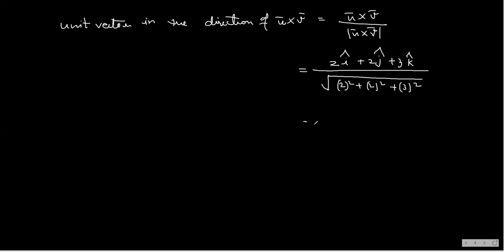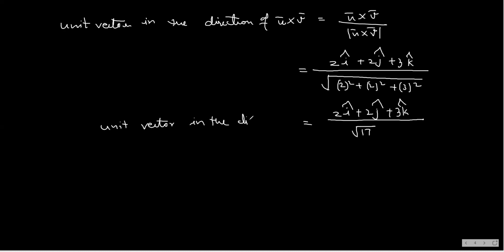So what do you get? You get 2i cap plus 2j cap plus 3k cap divided by, this is 4 plus 4, 8. 8 plus 9, 17. So this is root of 17. So I got the unit vector in the direction of u bar cross v bar. Got it? In the direction of u bar cross v bar.